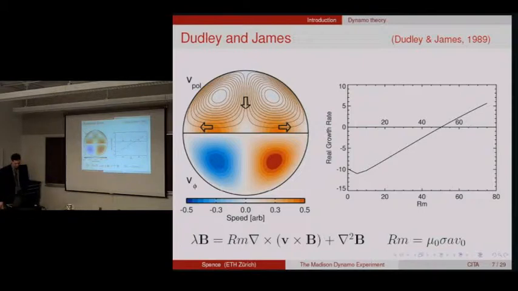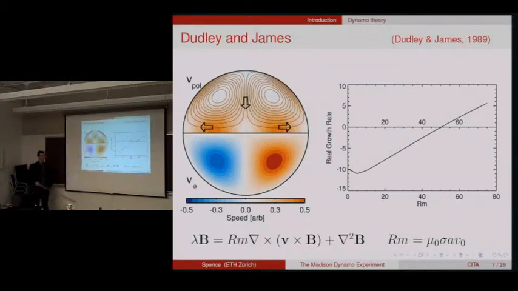Then along came Dudley and James in 1989. They came up with this new idea. They said, okay, let's just forget about this earlier constraint about having non-axisymmetric flows. Let's just deal with the basic physics first and worry about the specific case of the Earth later. And let's come up with an axisymmetric flow profile that's very simple. So this is the flow profile they came up with right here. Your axis of symmetry runs horizontally.